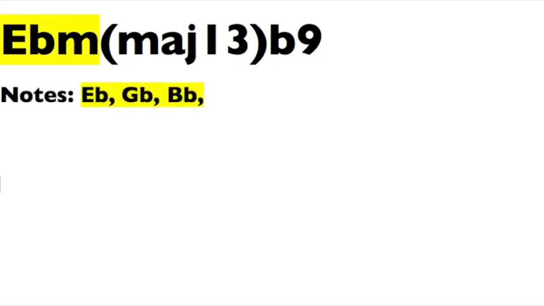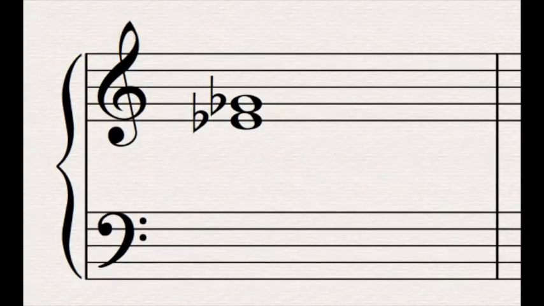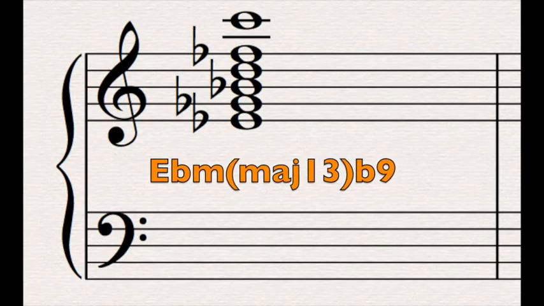Here is one in a different key. E flat minor major 13 flat 9. Now, this looks horrendous, but again we can break it down. We have an E flat minor triad with a major 7th, minor 9th, and a major 13th. In this case we will also omit the 11th. E flat, G flat, B flat, D, F flat, and C.